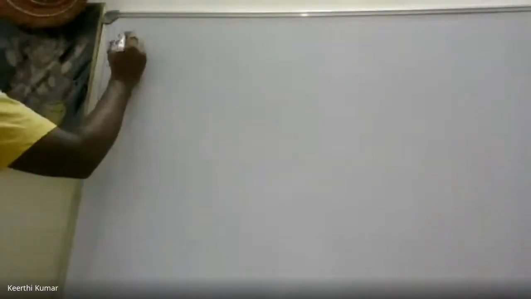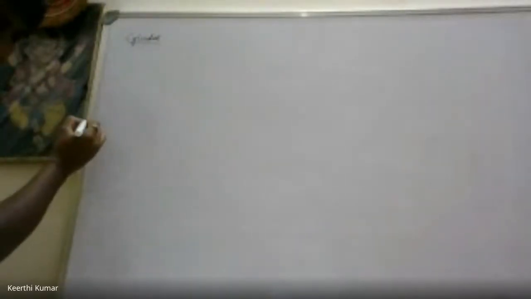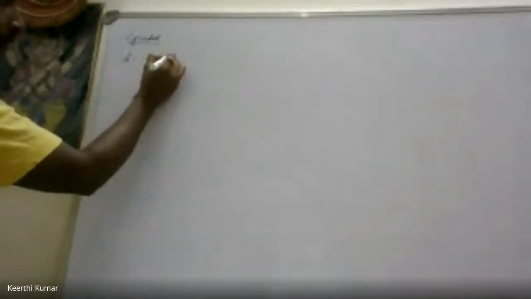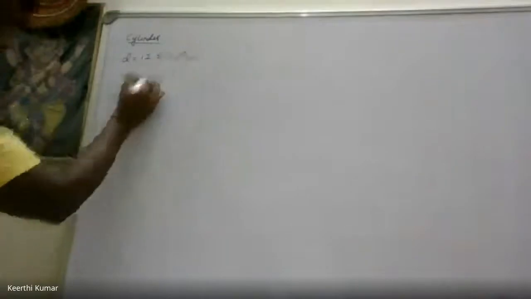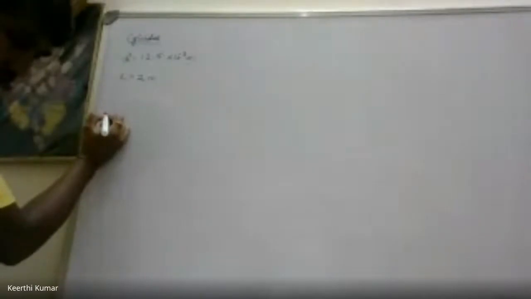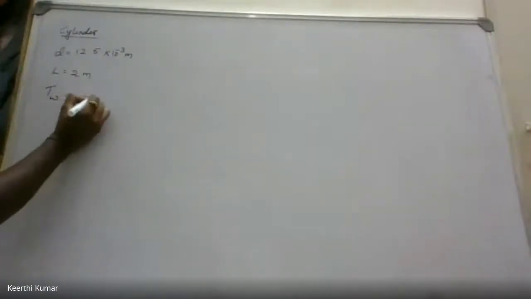See, it is a copper tube. That means the problem is given in the form of a cylinder, not in the form of a sphere or plate. So tube is given here, no? So we'll take it as a cylinder. The problem is given based on cylinder. And what is the diameter of the cylinder? D of the cylinder is 12.5 millimeter into 10 to the power of minus 3 meters. Length of the cylinder is 2 meters. And it is maintained at a temperature of minus 20 degrees centigrade. That means this tube is maintained at minus 20 degrees centigrade, so T wall is equal to minus 20.